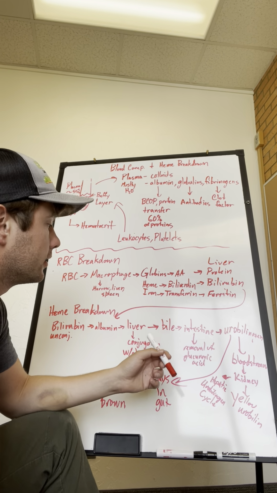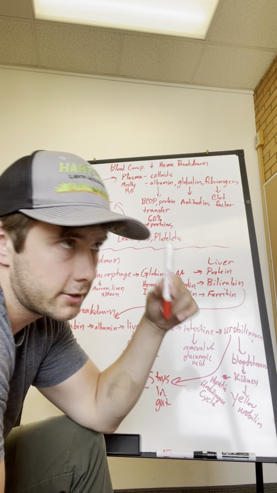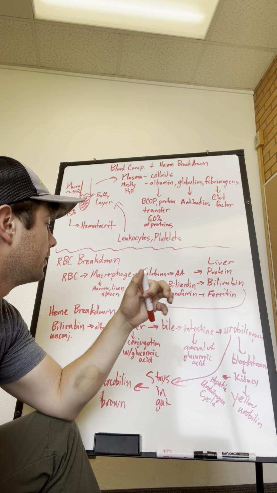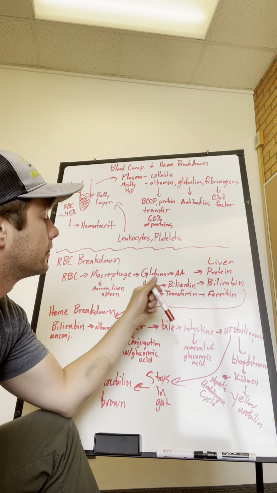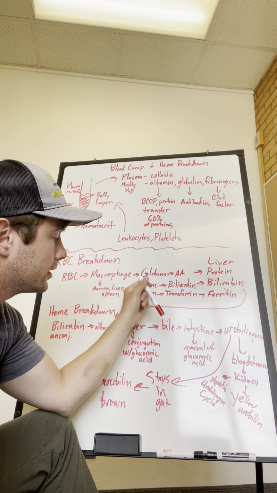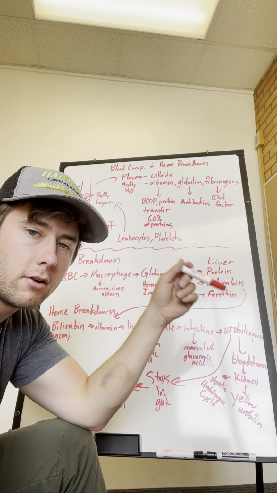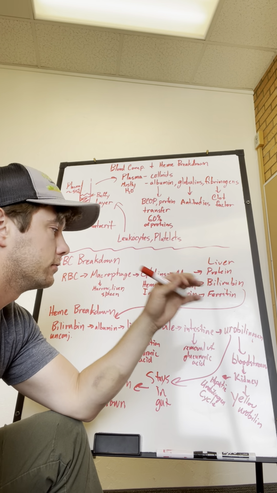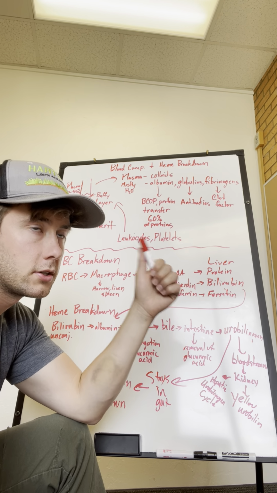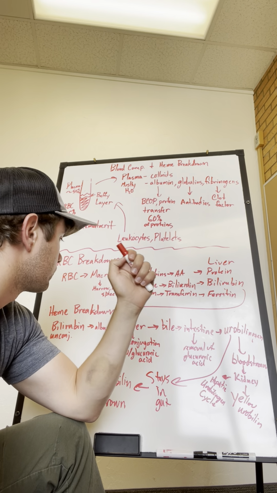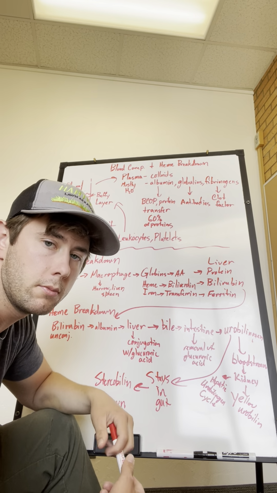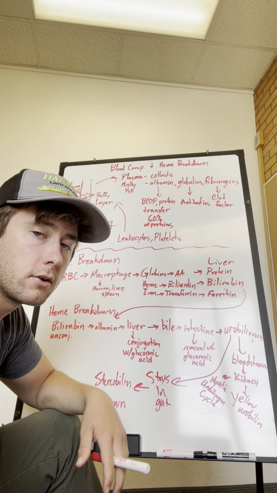Once it's conjugated, it will enter the bile duct and be used for bile. Bile is secreted into the intestines, wherein bacteria will remove the glucuronic acid. And with that removal, you've just turned bilirubin into urobilinogen. Urobilinogen has two pathways it can go through.